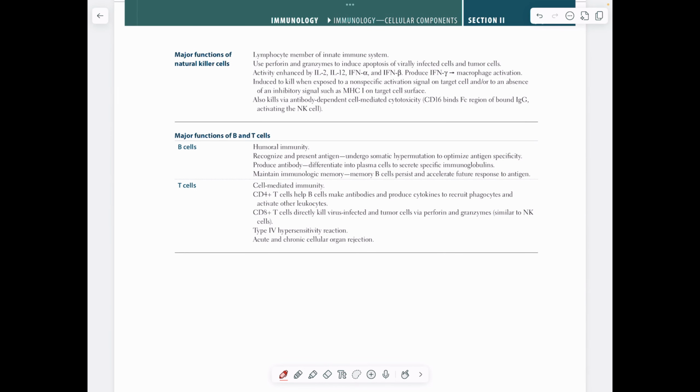Now we are going to start with the major functions of natural killer cells. First, starting with the things we have to know about their key roles. First, they kill human cells infected by viruses. And second, they produce interferon gamma to activate macrophages.